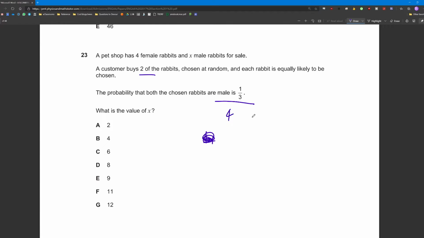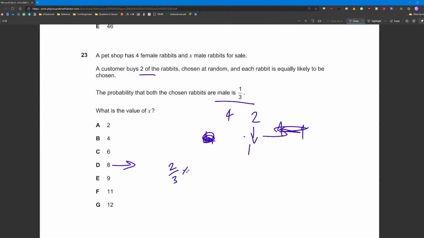My intuition is, if you have 4 female and 2 male, then, I don't know, actually that doesn't seem right, because there's only one possibility for two male rabbits. If you have 4 and 4, there's... okay, so I'm guessing that the number of male rabbits has to be overwhelmingly greater. So let's start looking at around 8, for instance.